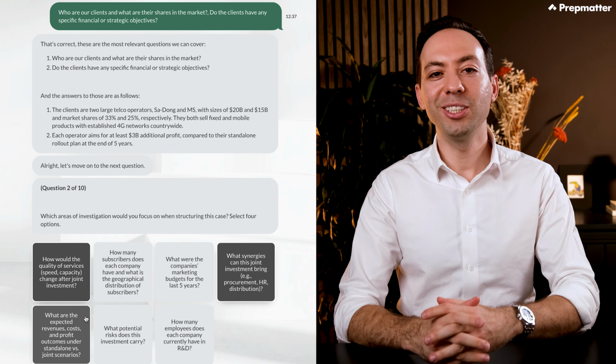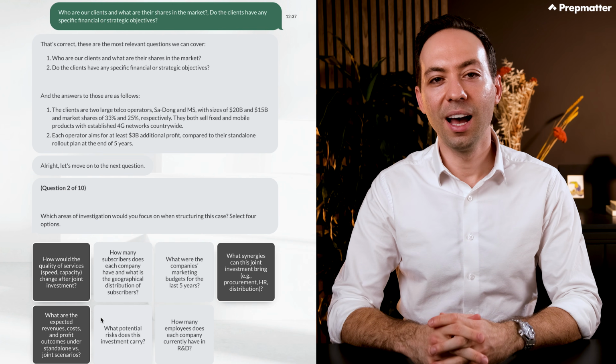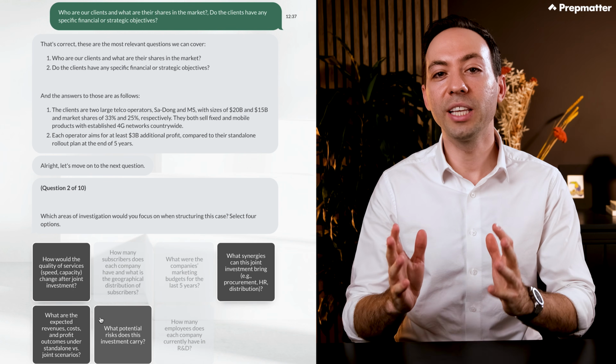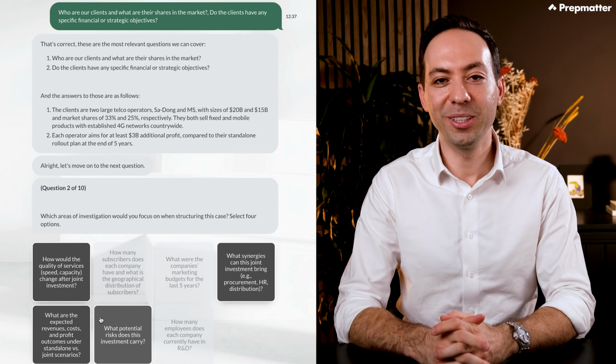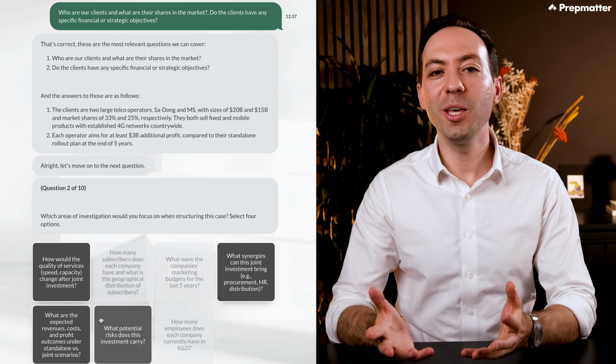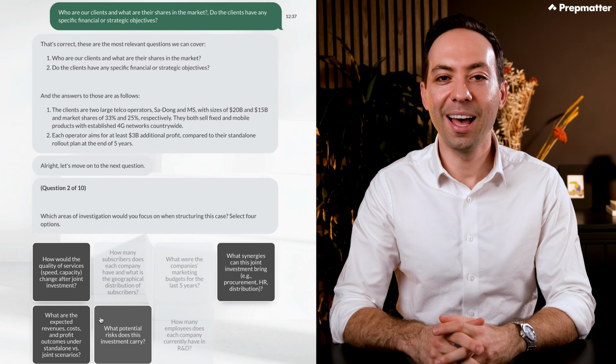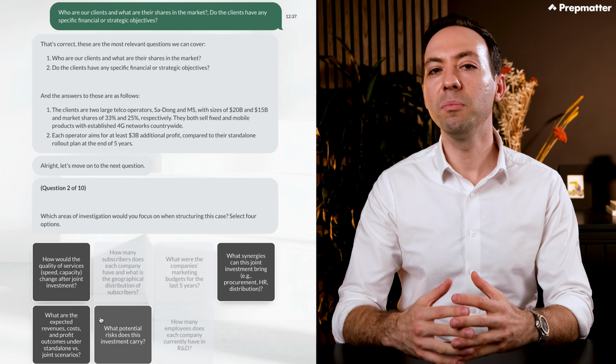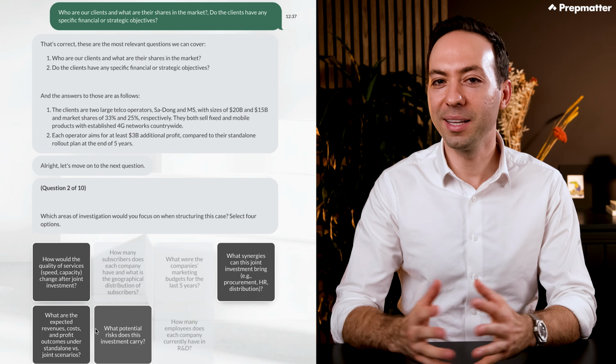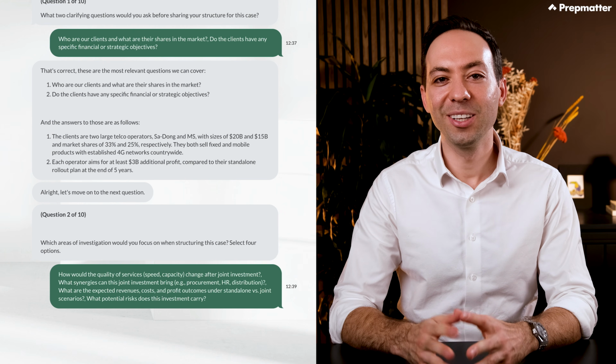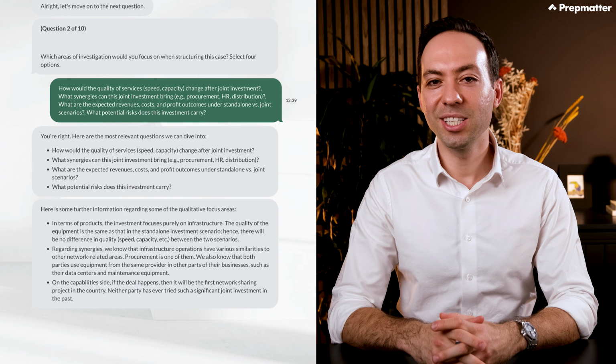Okay, what potential risk does this investment carry? I'll pick this too. In any initial case structure, I always advise including risks. Lastly, how many employees does each company currently have in R&D? This doesn't seem like a relevant point. We made our picks. Let's move on. Great. We chose the right investigation areas.